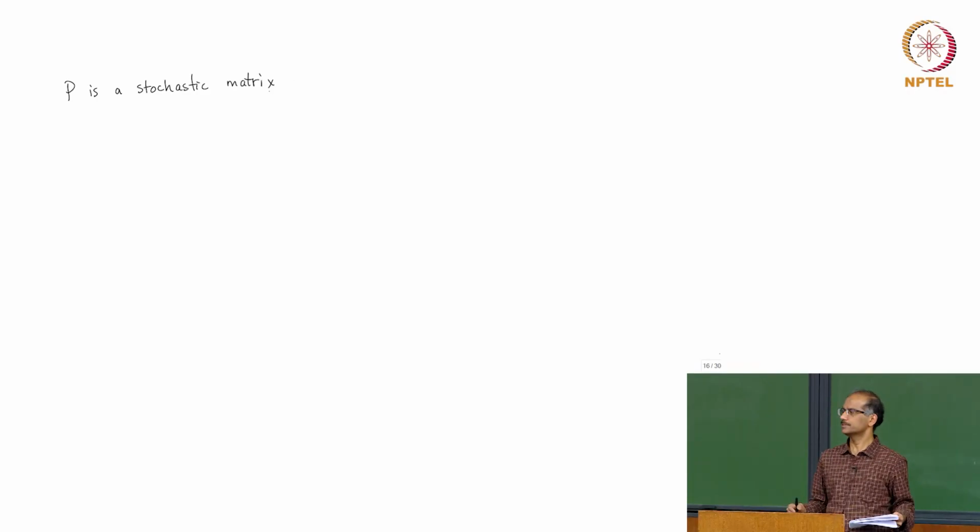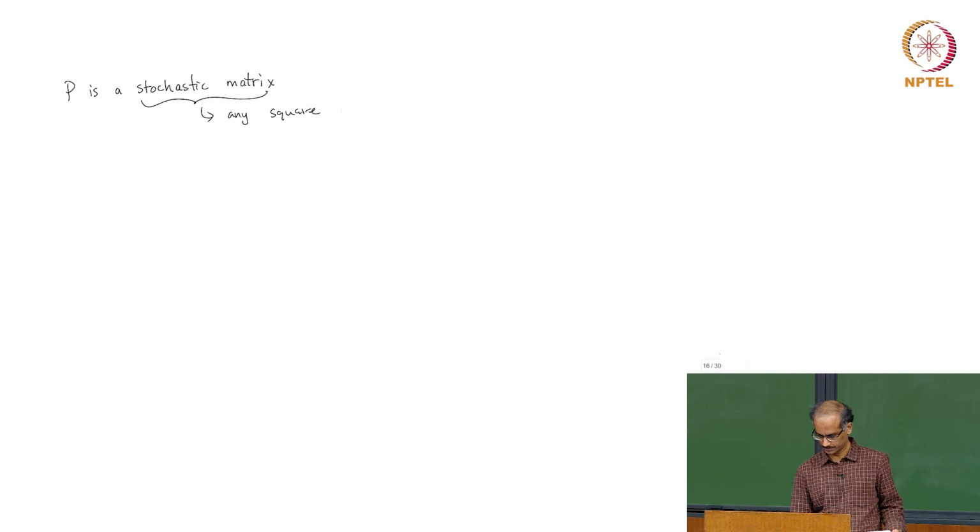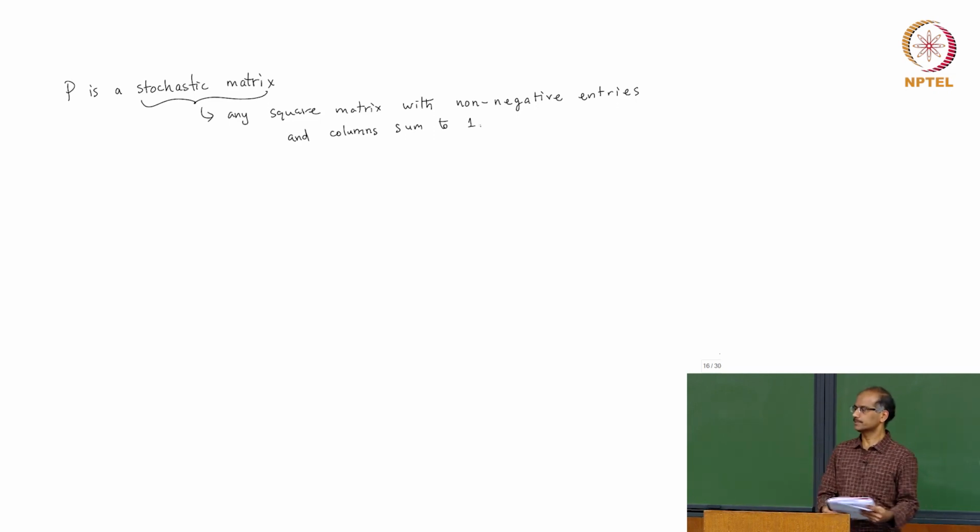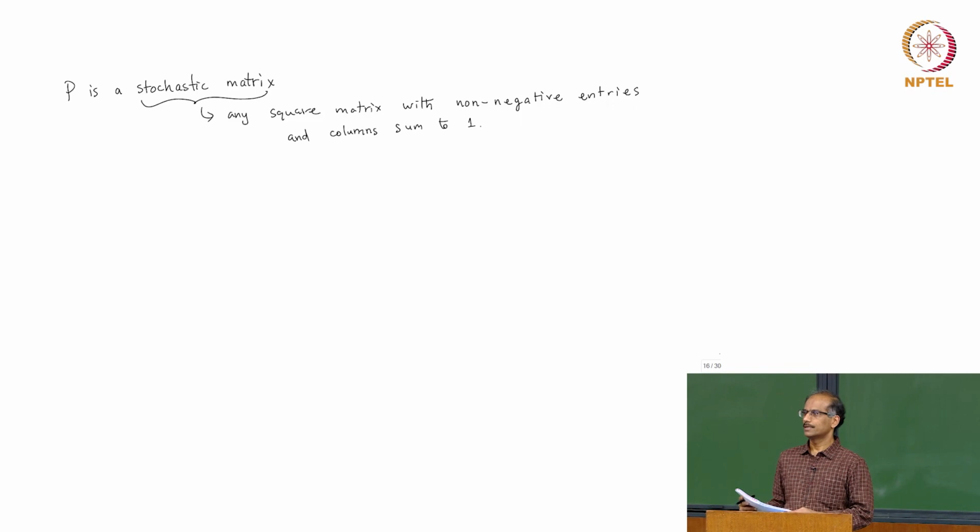So a stochastic matrix is any square matrix with non-negative entries and columns sum to 1. So that's how a stochastic matrix is defined. Okay. Yeah, that's right. It's a transpose of the one that we are using.